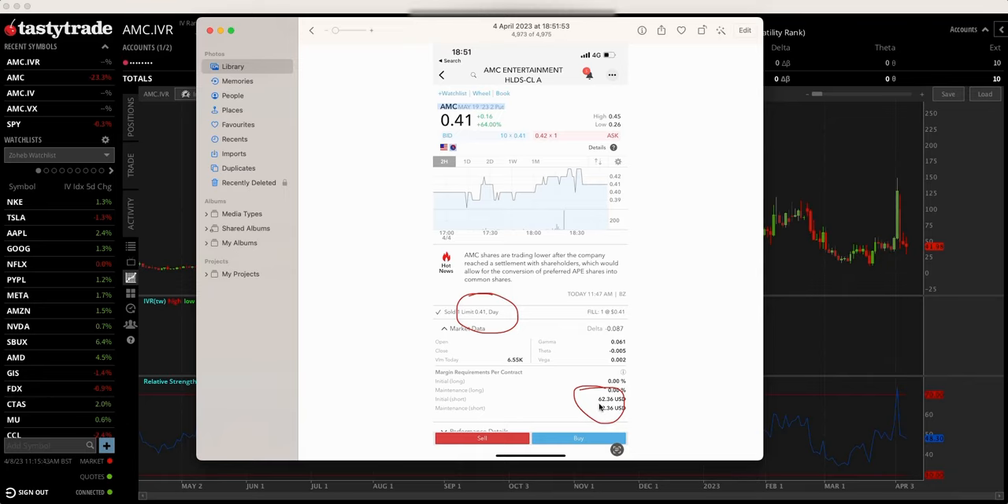I do have a 5-figure account, and so this isn't a big trade for me. And this wasn't about the number of contracts. It's just about the way I trade and my methodology. I could have put more contracts in, but I only did the one contract in this example. I got filled at 41 cents, one contract times 100, that's $41. So I made $41, and all I needed to put up was $62 to place the trade. That is a 66% return on capital if I let this trade go to expiration, AMC expires out of the money, and I realize the full $41.